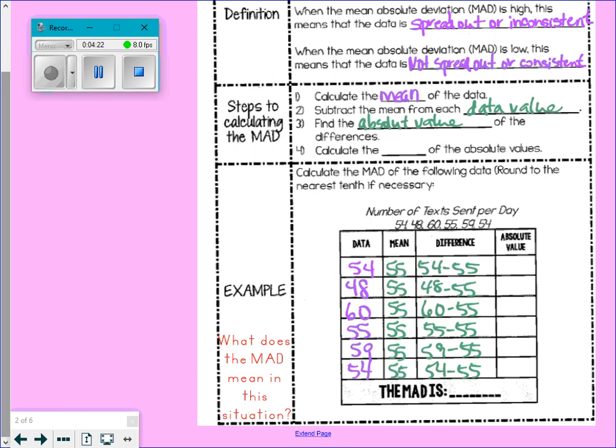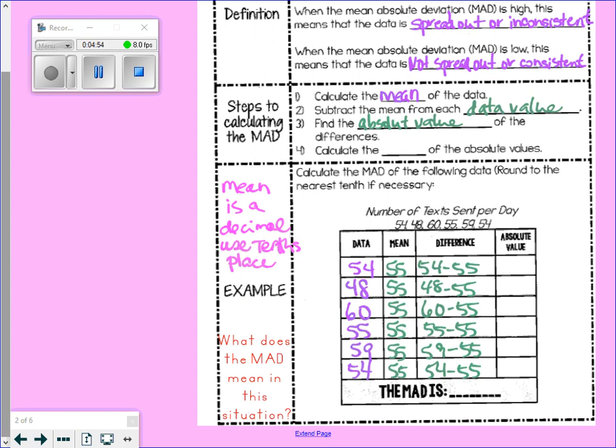All right. If your mean ends up being a decimal and not a whole number, use the tenths place. Okay, don't go any further. Just stop at the tenths place and you'll use that as your mean. So it could be 55.1, because sometimes you're going to see decimals as your mean, and that's okay.